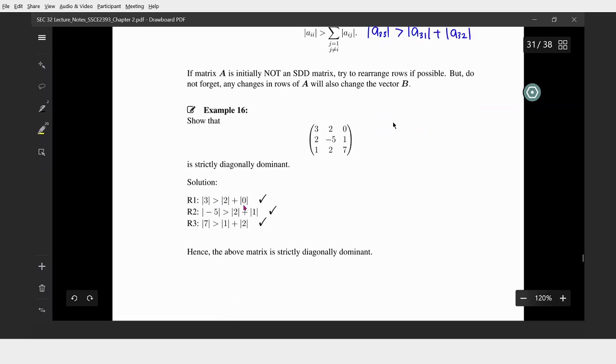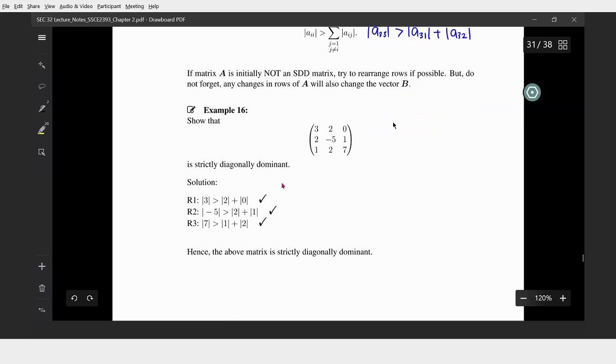So you have 2 plus 0. So 3 is greater than 2. Okay, so we can check on that. We satisfy the SDD. But for row number 2, we need to check row by row, each row.